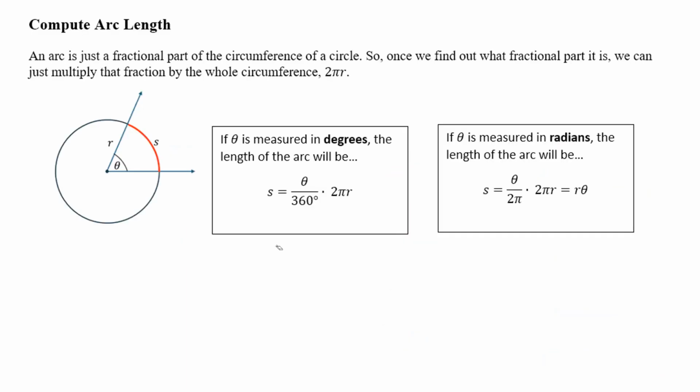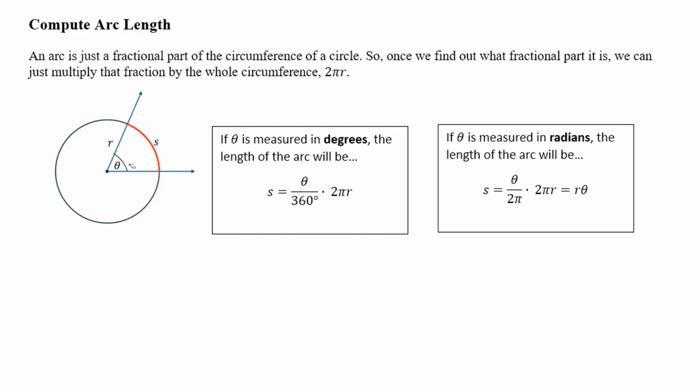Okay, we're going to look at arc length. An arc is just a fractional part of the circumference of a circle. So once we find out what fractional part it is, we can just multiply that fraction by the whole circumference, 2 pi r, to find out the length of the arc. So an arc, like I said, this S right here is just a piece of the circumference of the circle. So the whole circumference is the whole way around. This is just some fractional part of the way around. So theta is a fractional part of one rotation.